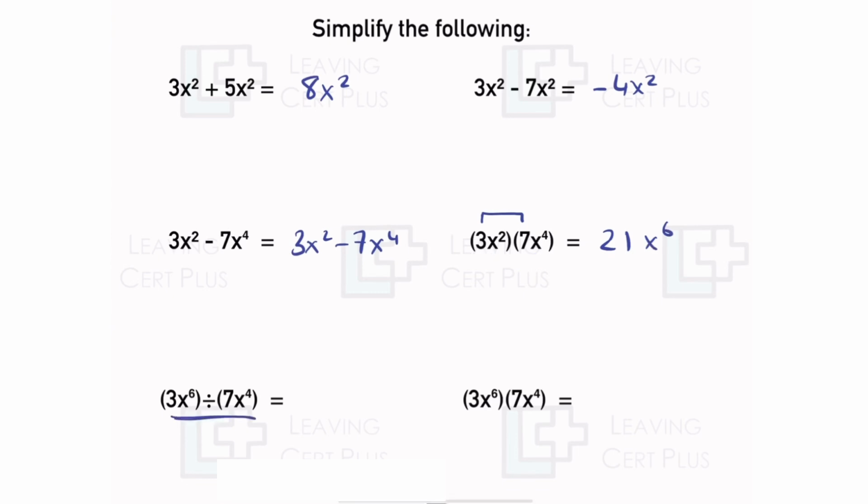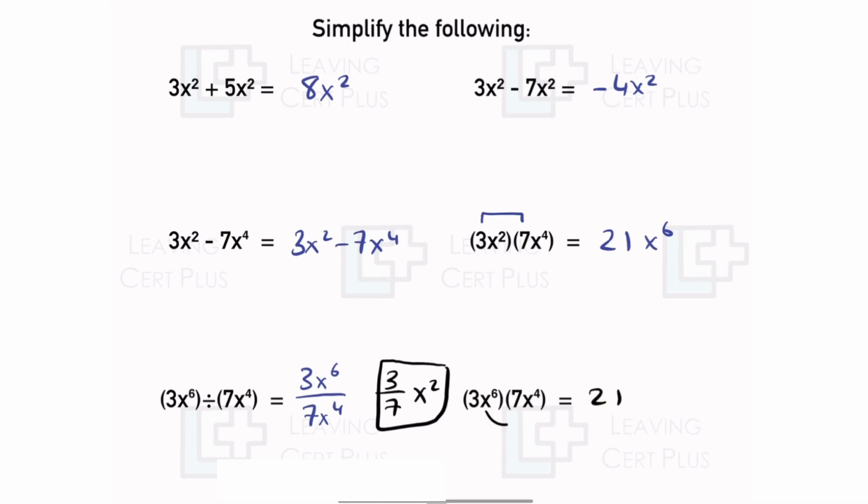Here we're dividing, so it's easier if you write this one over the next. So that's 3x to the power of 6 over 7x to the power of 4. So 3 over 7 can't be simplified. So that's just 3 over 7. Now the x, you can take away that 4 from the 6. You could say that's just x squared. So 3 over 7, x squared is your answer there. Here we're multiplying, so it's just 3 by the 7 to form 21. And then you're adding the powers of the 6 and the 4. So that's x to the power of 10.